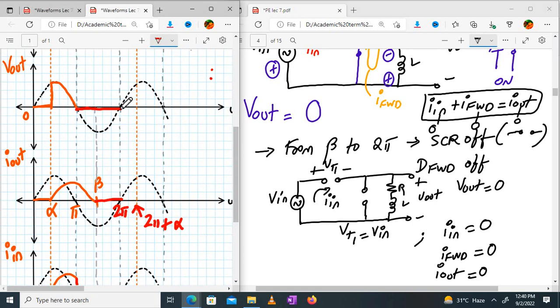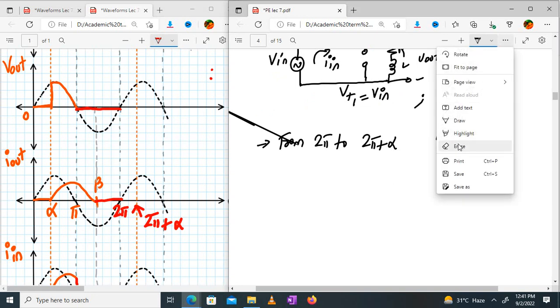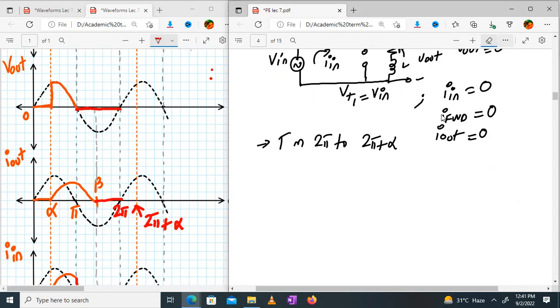Now last, afterwards the cycle will repeat from 2 pi to 2 pi plus alpha. This is 2 pi, right? From 2 pi to 2 pi plus alpha, what happens? My SCR is in the forward blocking state. So we are back to the original condition. This is similar to 0 to alpha. So my SCR is in the forward blocking state, so the SCR is off over here.